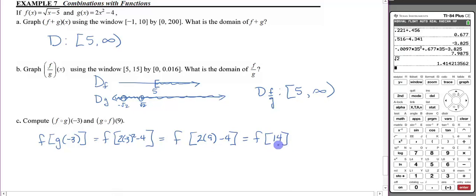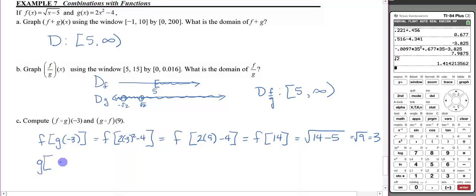I've simplified the inside as much as I can, so now I'm going to take f of 14. The f function takes the square root of whatever your input is minus 5. So this is the square root of 9, which is 3.